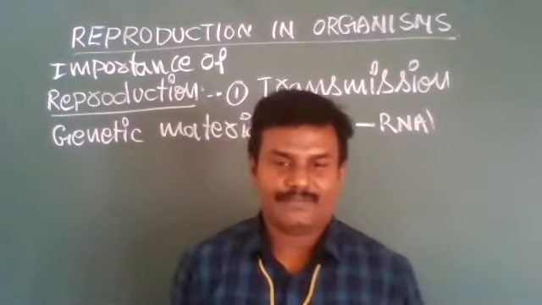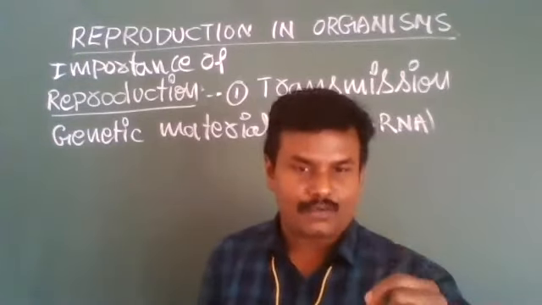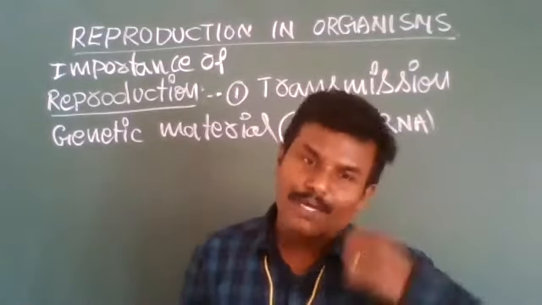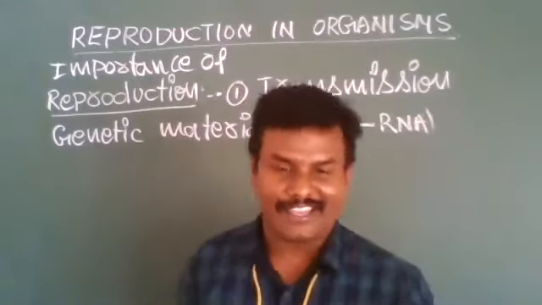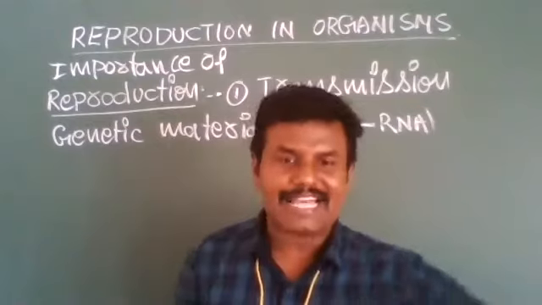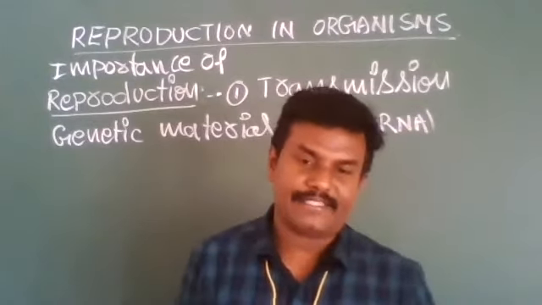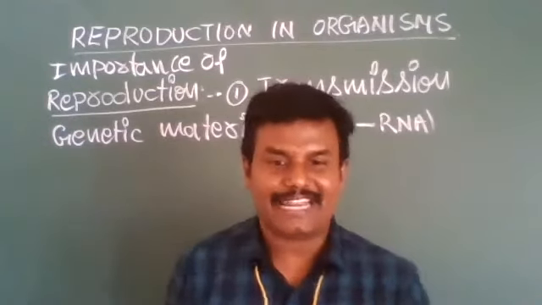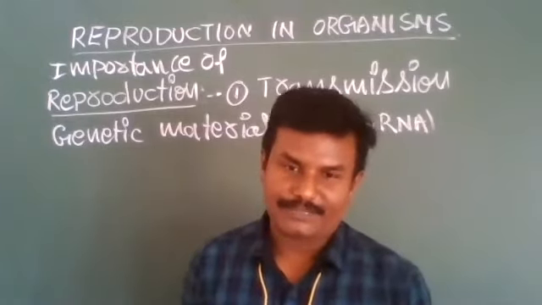Everybody knows that it involves the transmission of genetic material. What is the genetic material? DNA, nucleic acids, DNA and RNA. Whatever DNA is there in my body, I have obtained from my parents. I have transmitted my genes to my kids in this way. This is the main importance of reproduction.